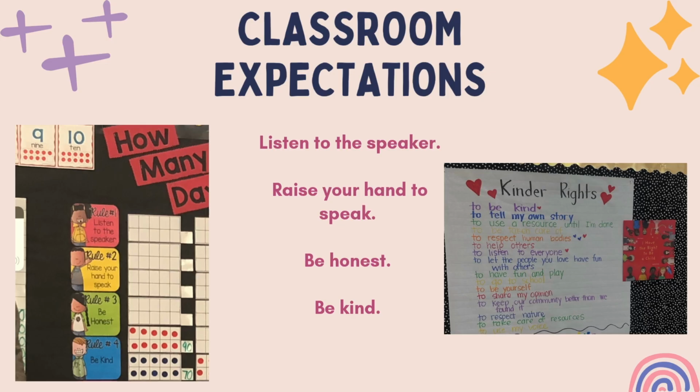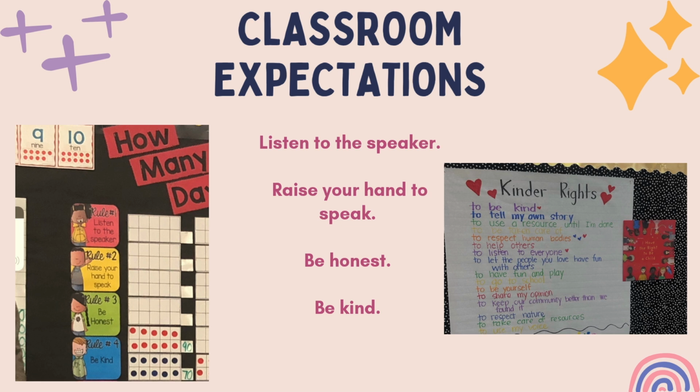So some of the expectations in the kindergarten classroom that I spend time working in are: listen to the speaker, raise your hand to speak, be honest, and be kind. And these expectations are developmentally appropriate for 4 and 5 year olds because they support their growing social emotional learning needs. At this age, they're learning how to be a part of a classroom community, and these rules are short and clear and allow them to practice just that, being a part of a classroom community.